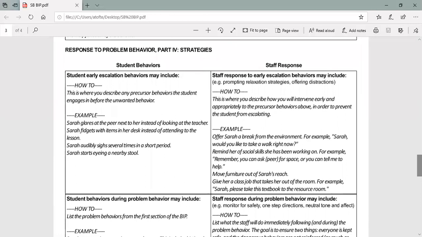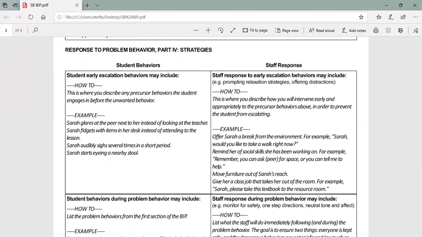Okay, this next section. Everything up till this point was proactive. It was all antecedent things: what are we going to put in place immediately moving forward, as opposed to what are we going to do when she engages in aggression? Everything has been the proactive side. Now we're going to talk about the reactive side: what are we going to do when she engages in aggression?